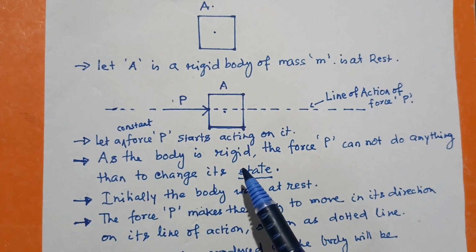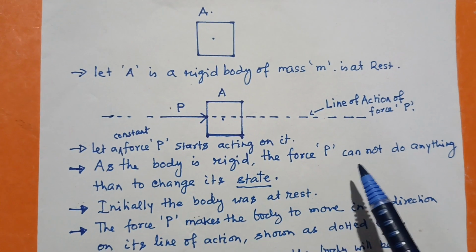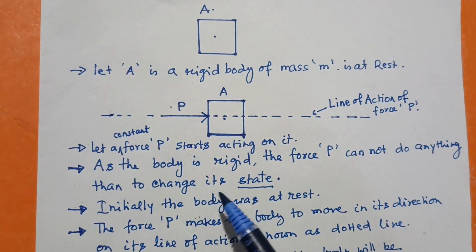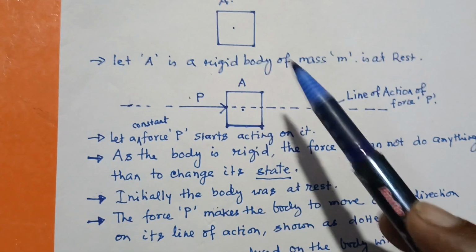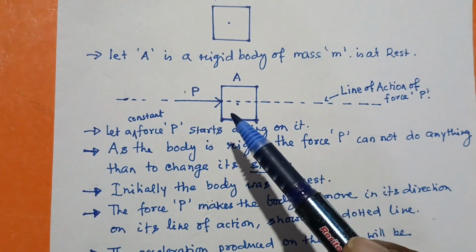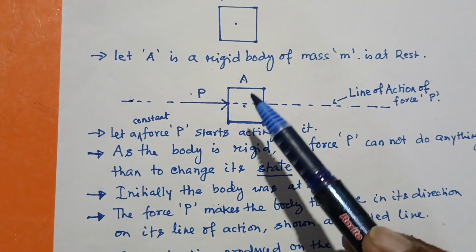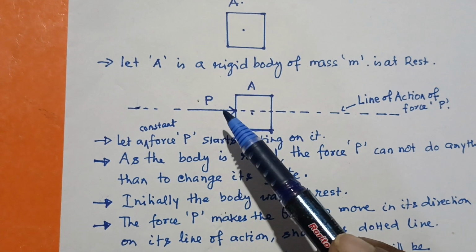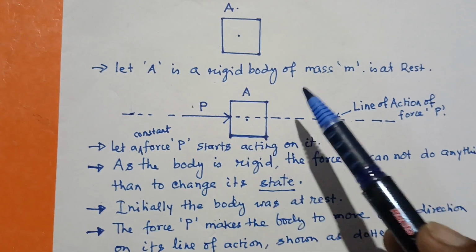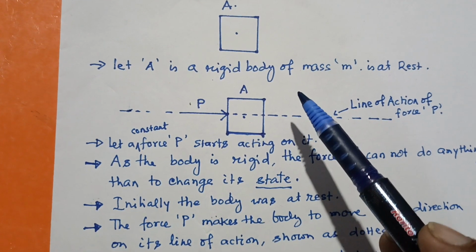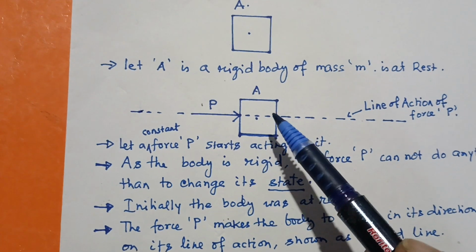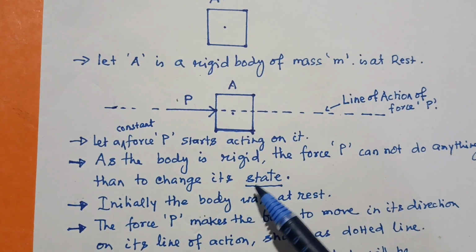As the body is rigid, the force P cannot do anything other than change its state. That is why in mechanics we always take the concept of a rigid body. So when the body is rigid and a force acts on it, that force only changes its state; the force cannot do anything to the body except change its state.